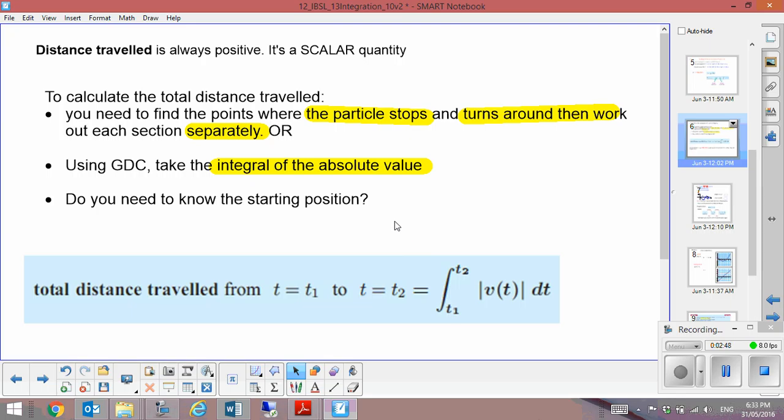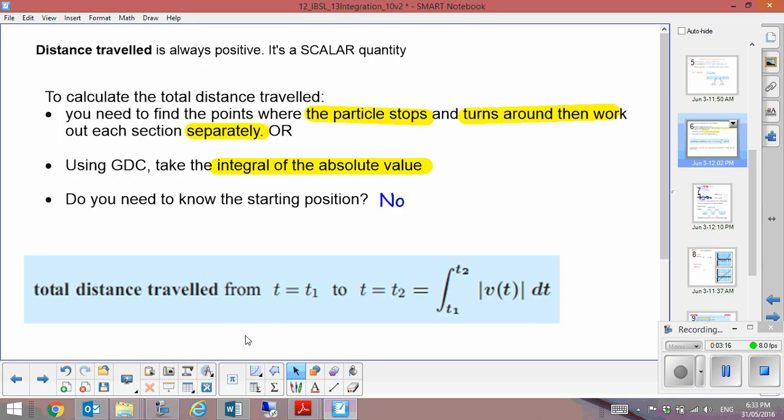Do you need to know the starting position? Do you need to know where the particle is initially to find either the distance travelled or the displacement? What do you think? Hopefully you gave the answer no. It doesn't matter where the particle is initially, if you're trying to just find out how far it goes from then, or where's the final position.